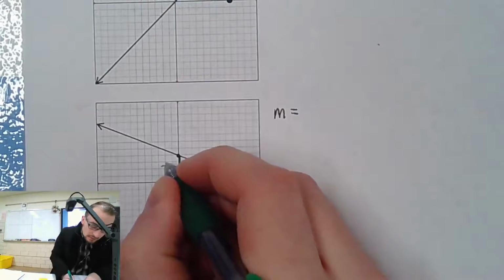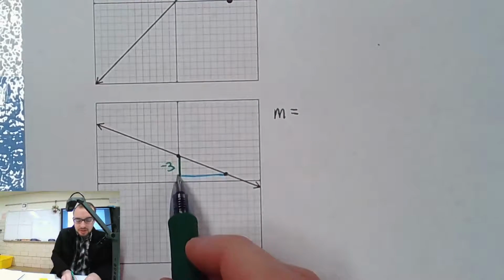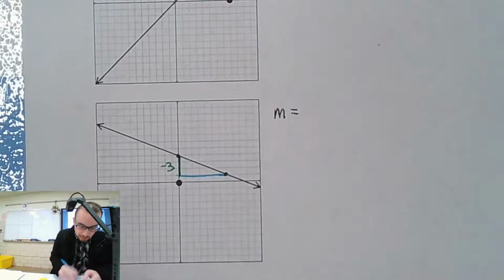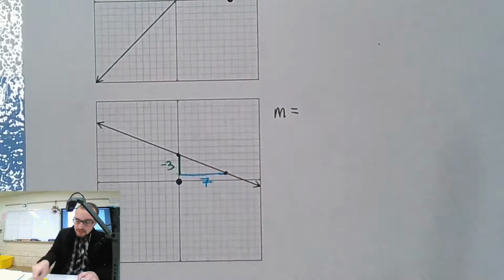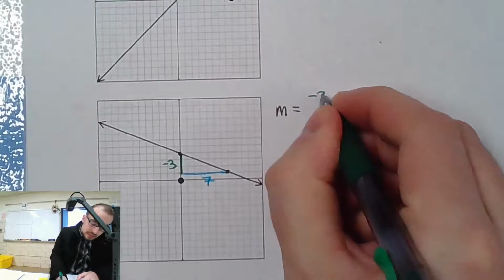If you chose nice points as well, then we should get the same slope. So if I start high and go low, I go down 3, and then to the right, looks like 1, 2, 3, 4, 5, 6, 7. And so my slope is negative 3 over 7. Did anybody else get a similar slope?